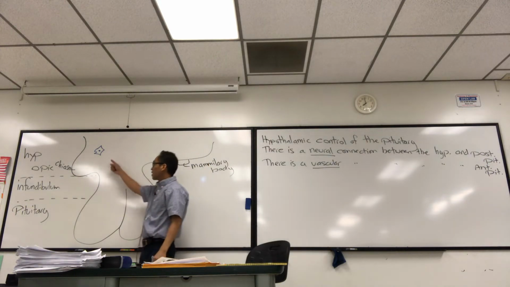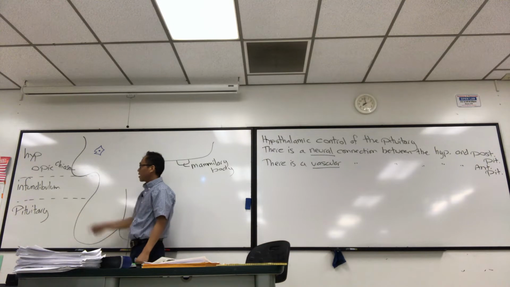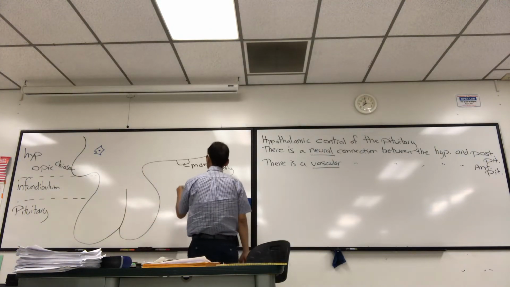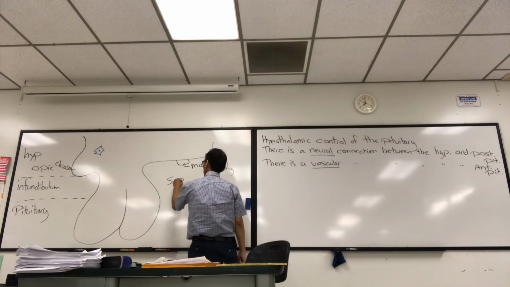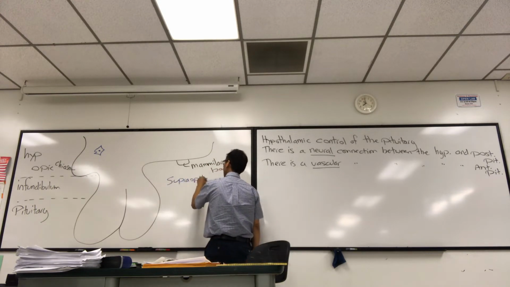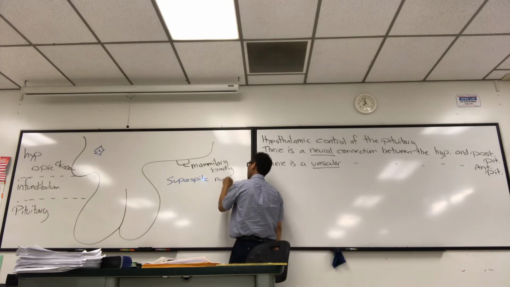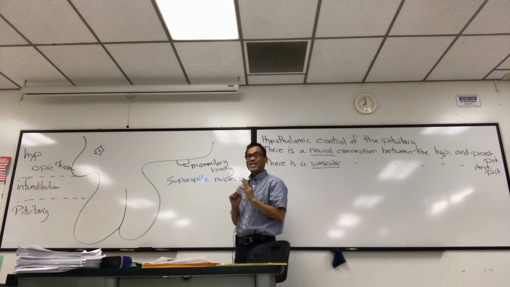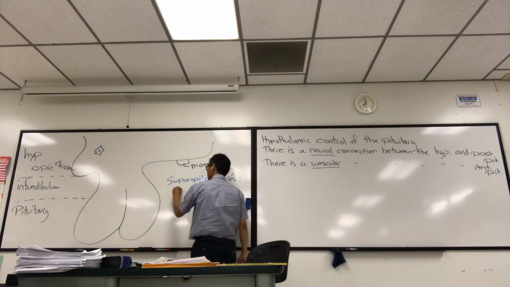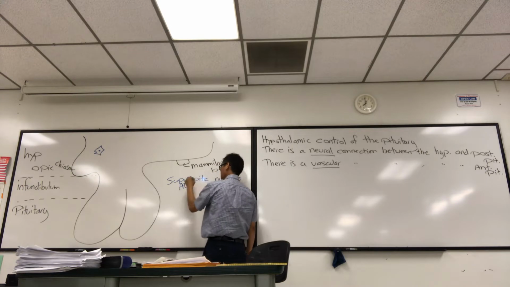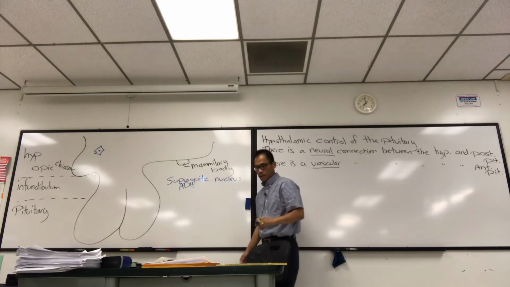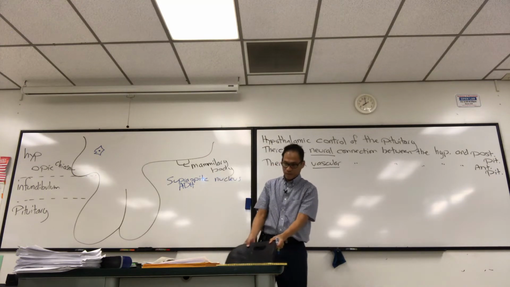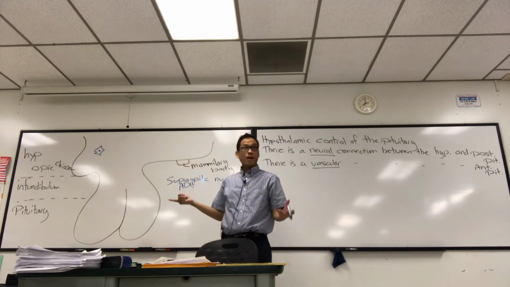The nucleus of cells is located superior to the optic chiasm, so it's called the supraoptic nuclei. Supraoptic nucleus. And I just drew one cell. And they synthesize the hormone ADH, one that targets the kidneys to reabsorb water, aquaporin. So they're made in the hypothalamus, right?